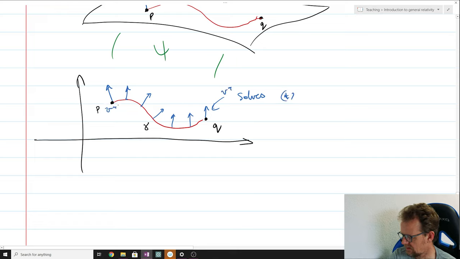So given an initial vector V mu at the point P, we get a parallel transported vector V twiddle at point Q. And we could simply say that that's defining the parallel transport of V at the point P.